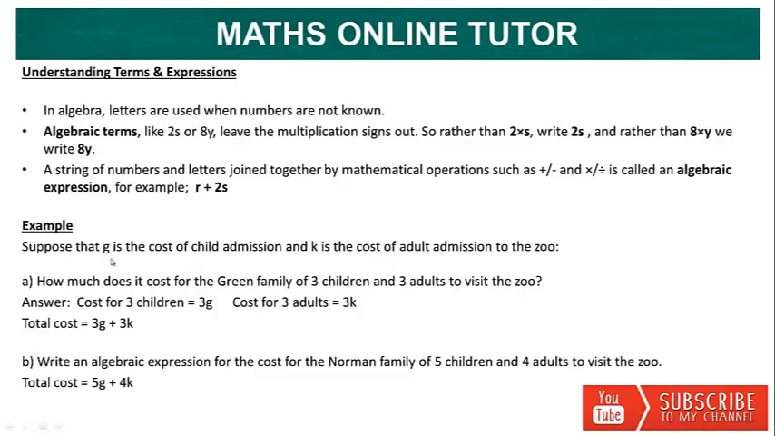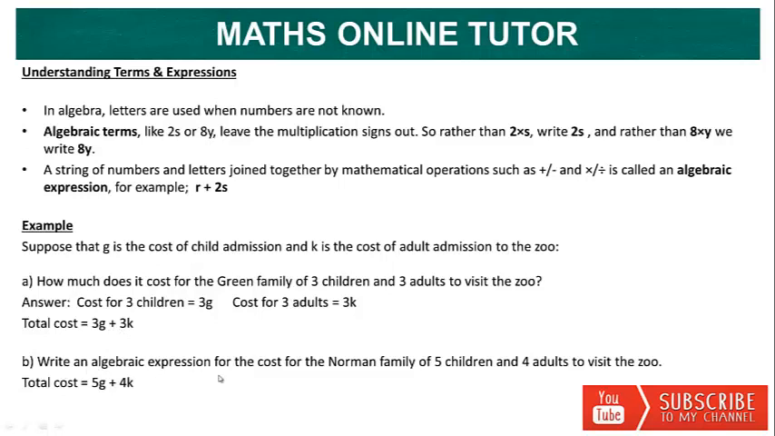Okay, so the cost of child admission is G, so that is for one child. And the cost of one adult admission is K. There are 3 children and 3 adults. For the 3 children, it costs 3 times G, which means 3G. And for the 3 adults, it costs 3 times K, which is 3K. And the total cost is the cost of 3 children plus the cost of 3 adults, which is equal to 3G plus 3K.